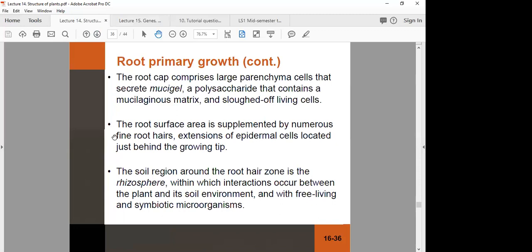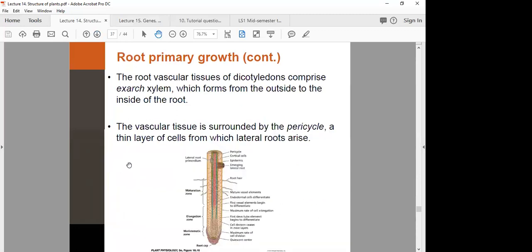All right, the root surface area is supplemented by numerous fine root hairs. Remember, these are extensions of epidermal cells located just behind the growing tip. The soil region around the root hair zone is called the rhizosphere. This is where interactions occur between the plant and the soil environment, and with the microorganisms in the soil. A very interesting topic, which unfortunately we don't have time to go into.